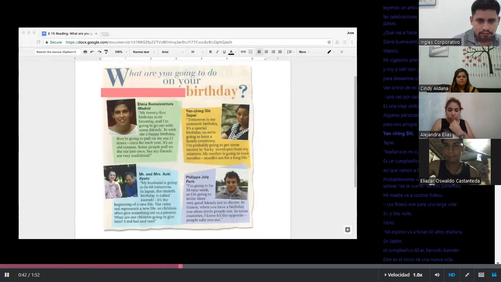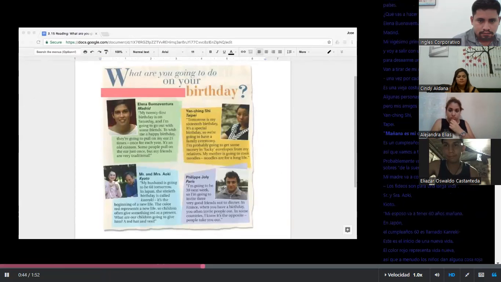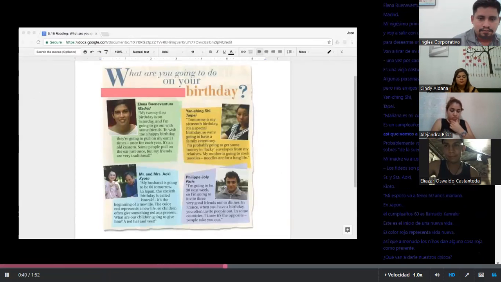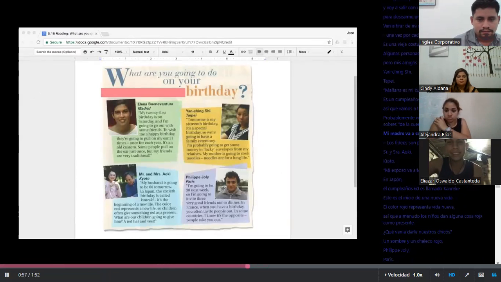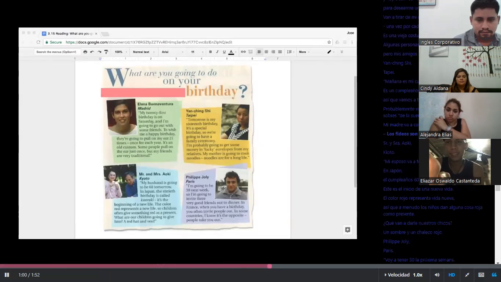Yanqing Shi, Taipei. Tomorrow is my 16th birthday. It's a special birthday, so we're going to have a family ceremony. I'm probably going to get some money in lucky envelopes from my relatives. My mother is going to cook noodles. Noodles are for a long life.